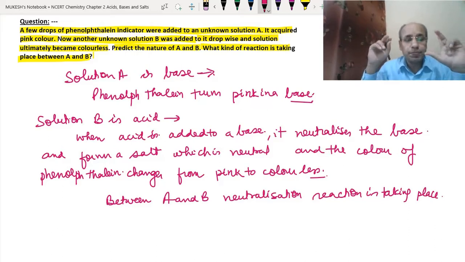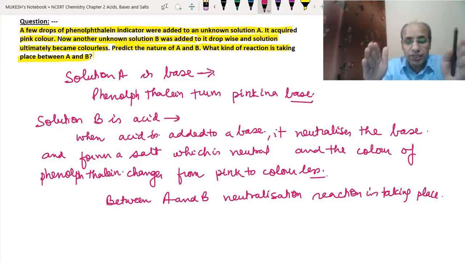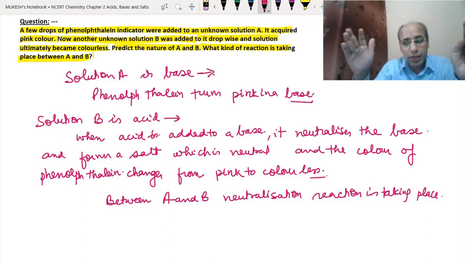So let's repeat. Whenever we add phenolphthalein to a base, it becomes pink in color. This we have studied in acid base indicators. Now when we put some other solution, it becomes colorless. That means some neutralization reaction is taking place. So the nature of B is acid, because neutralization takes place between an acid and a base. Clear? Got it or not? Since salts are neutral, and phenolphthalein does not change its color in neutral solutions, that is why its color changed from pink to colorless.